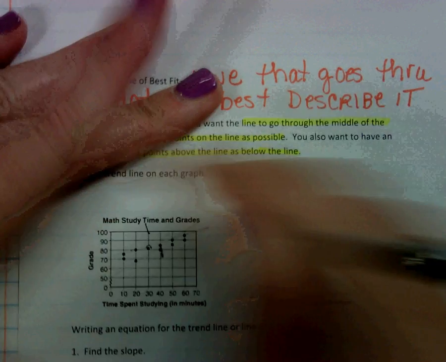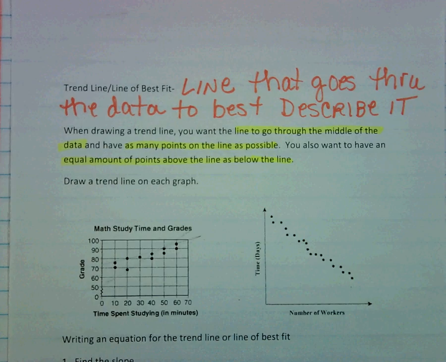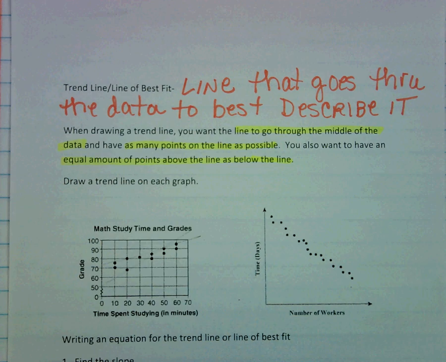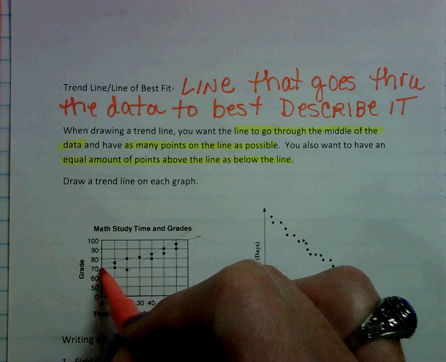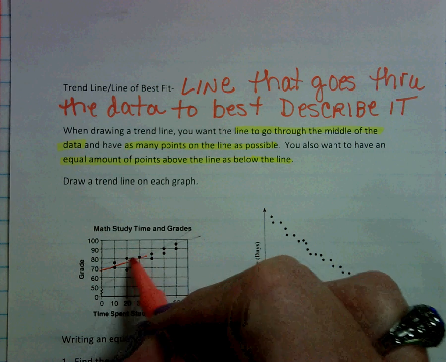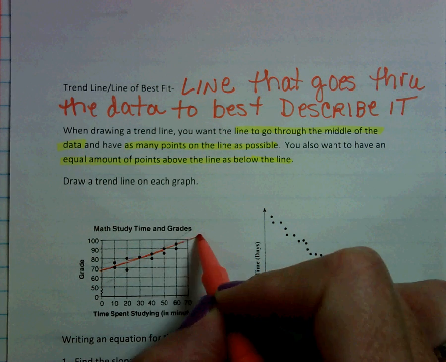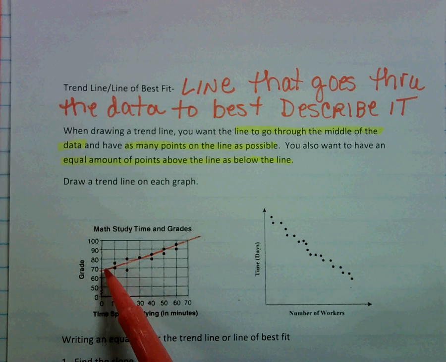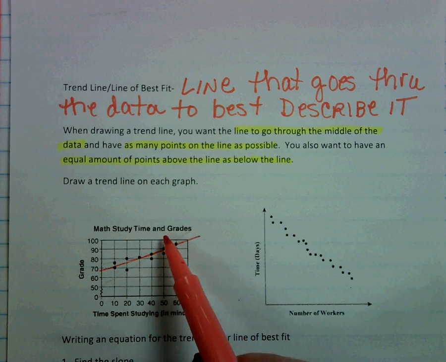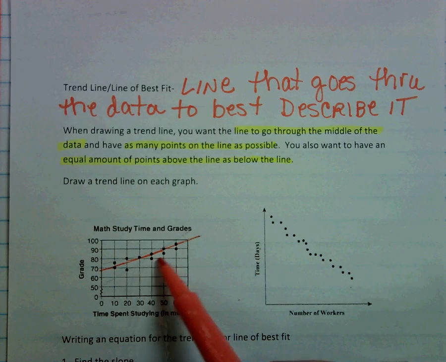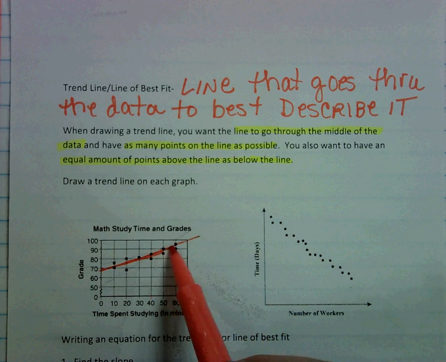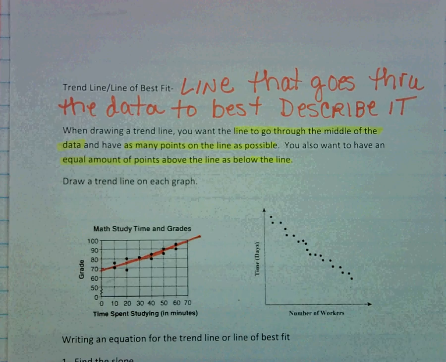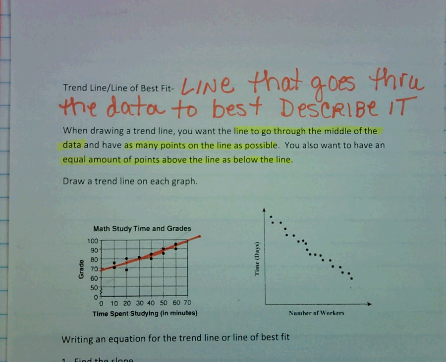So I'm going to erase those so we can see a little bit better. When I draw my trend line, I'm really going to try to go through the middle of my data. So I would probably draw it about like that. I have 1, 2, maybe 3 above it, and maybe 4 below it. I could maybe slope this down just a little bit to make it a little bit better. But that would be a good trend line.